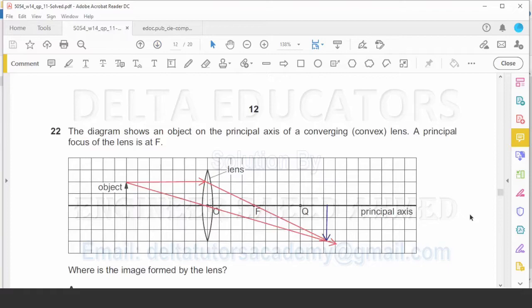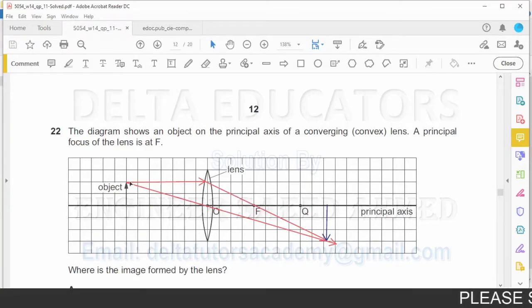Question number 22. The diagram shows an object on the principal axis of a converging convex lens. A principal focus of the lens is at F. Where is the image formed by the lens? Okay, here we have a converging lens. It is principal focus and object is placed at this point. Now two rays are emerging from the top of the object. The ray that is moving in parallel with the principal axis, after passing the lens, it passes through the focus.